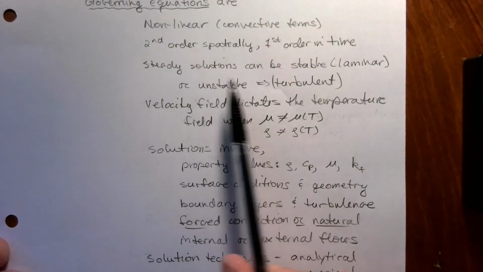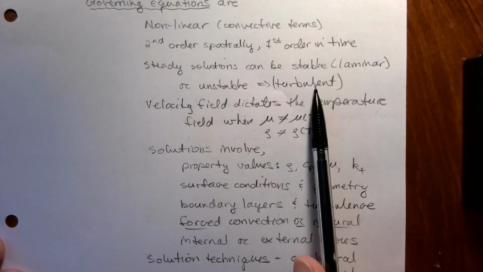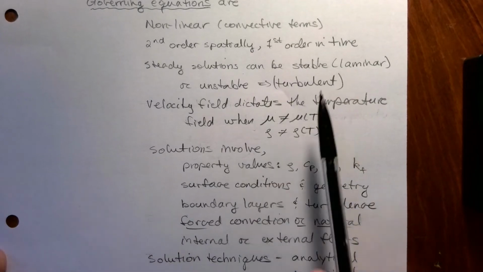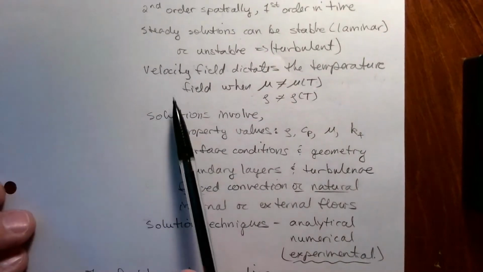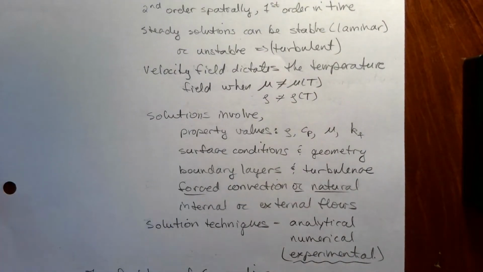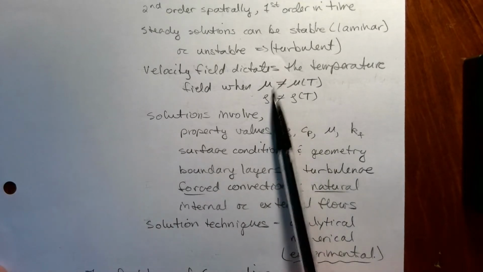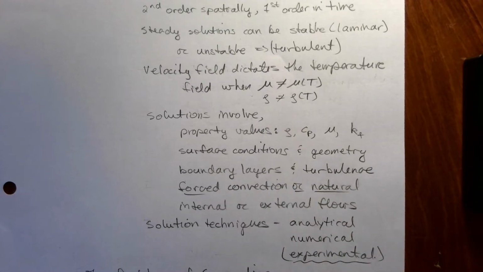derivatives. Steady solutions, so steady just so they don't depend on time, can be laminar. They can also be unstable depending on the situation. So turbulence is an extra burden to worry about. The velocity field dictates the temperature field, so they're kind of coupled together. However, if you assume the viscosity and the density don't depend on temperature, then you can actually solve for the flow field separate from the temperature field, and then once you have the flow field, use that as input into the energy equation to solve for the temperature field that way.